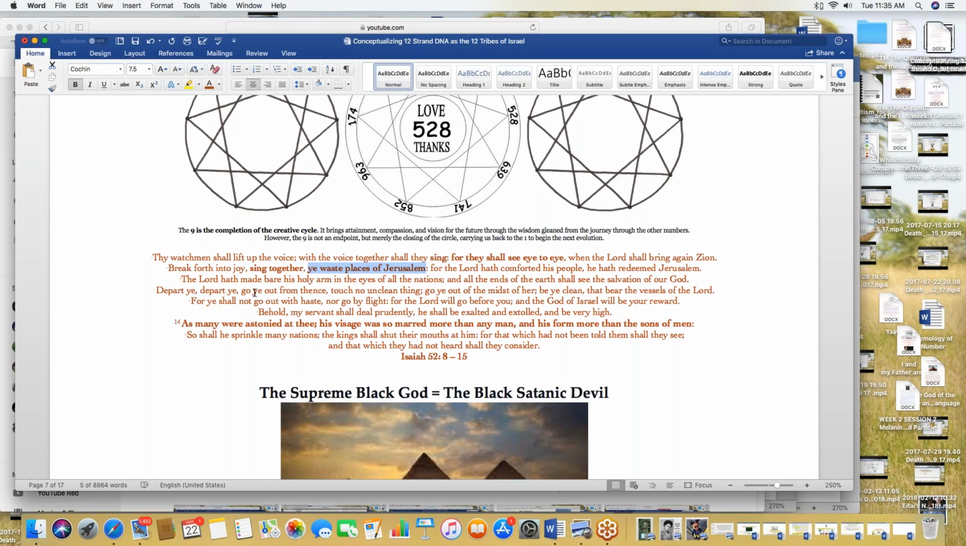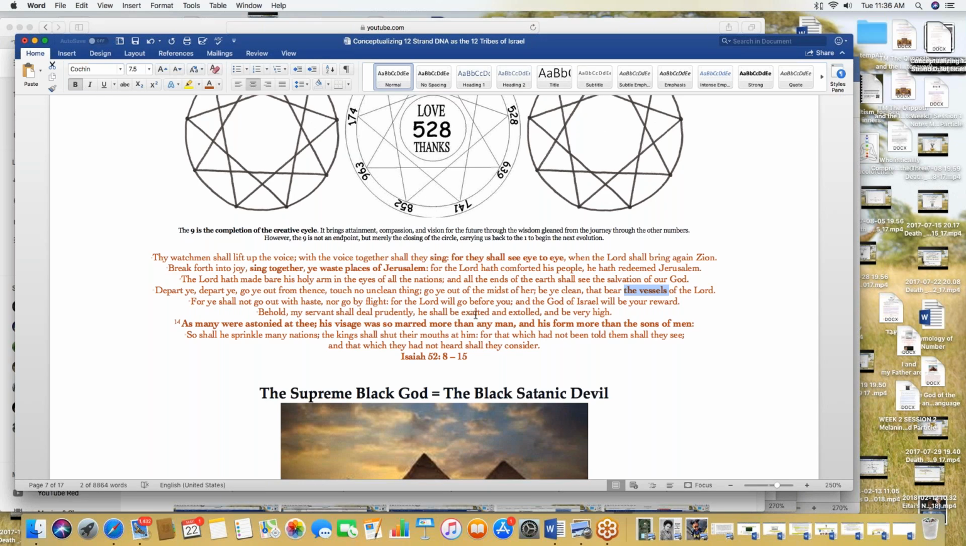Depart ye, go ye out from thence. Touch no unclean thing. Go ye out of the midst of her. Be ye clean that bear the vessels of the Lord. Those vessels of the Lord are called Merkabah, your ascension vessels, your ascension vehicles. Are y'all with me? For ye shall not go out with haste, nor go out by flight. Ain't nobody gonna chase you out.